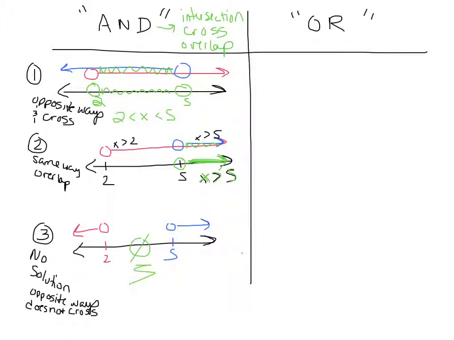With and statements, I am looking for the union. So I'm looking to join all possibilities together. I'm taking everyone in. Everyone's welcome with or statements. Okay? As long as you got one color or the other, you're included. So if I go ahead and think about these, the most common is when they're opposite ways and not crossing. This is probably for some reason the most popular with or.